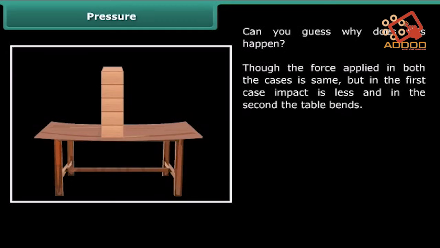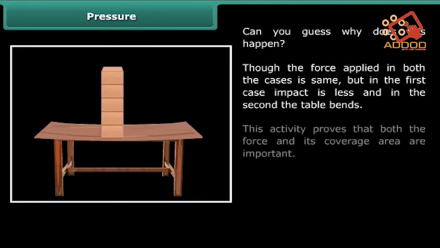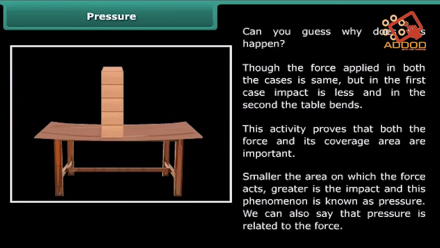Though the force applied in both the cases is same, in the first case, impact is less, and in the second, the table bends. This activity proves that both the force and its coverage area are important. The smaller the area on which the force acts, greater is the impact, and this phenomenon is known as pressure. We can also say that pressure is related to the force.